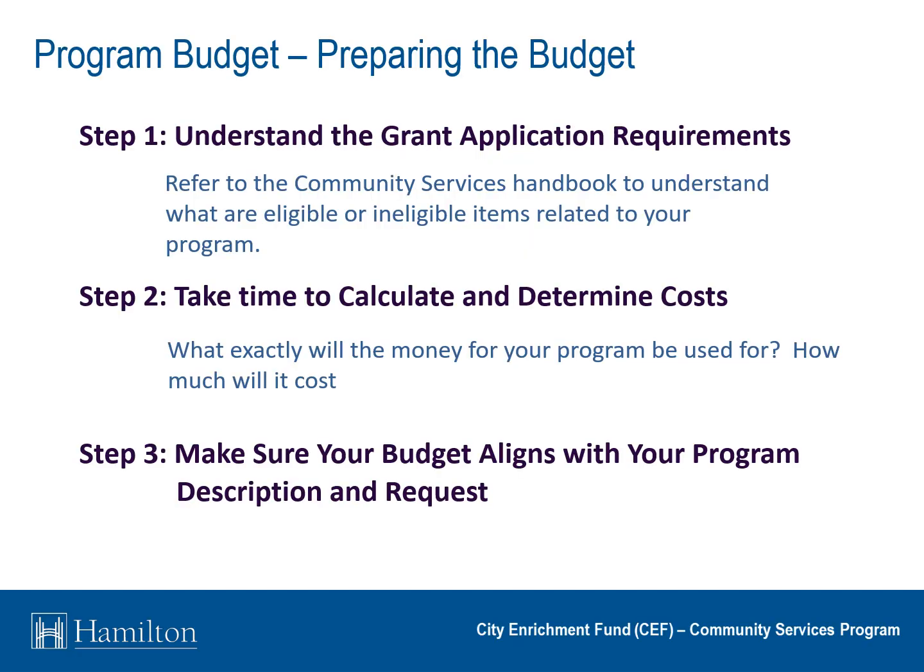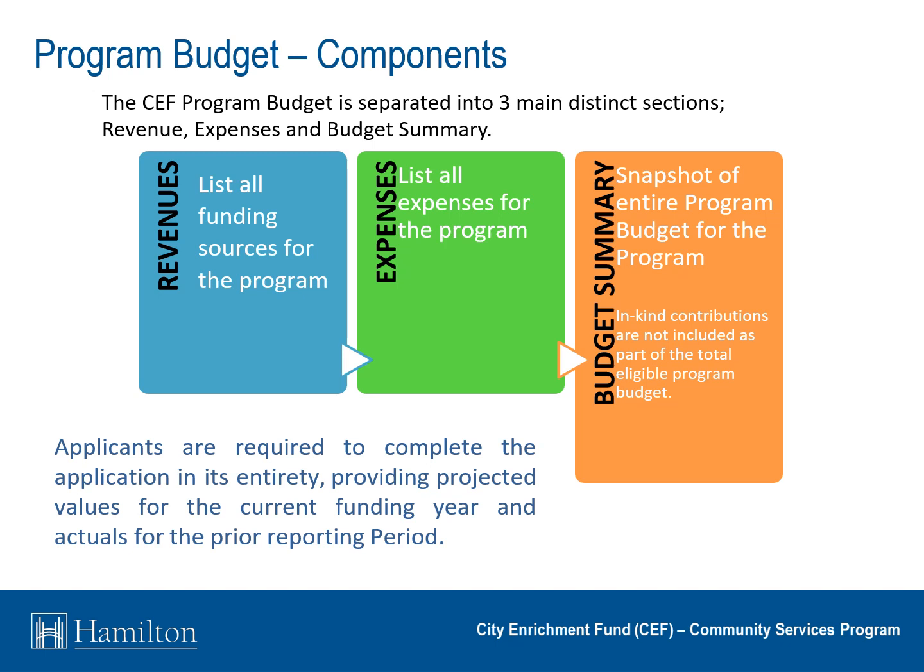Please use the following 3 steps to help you build your program budget. Program budget. The CEF program budget is separated into 3 main distinct sections: revenue, expenses, and budget summary. Applicants are required to complete the application in its entirety, providing projected values for the current funding year and actuals for the prior reporting year.